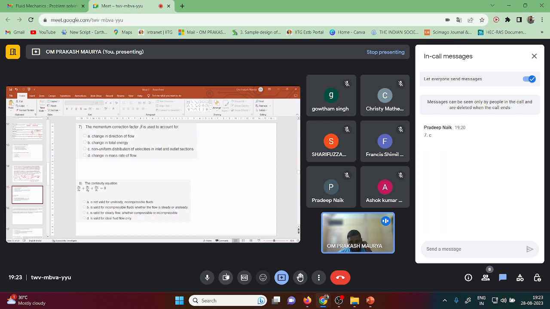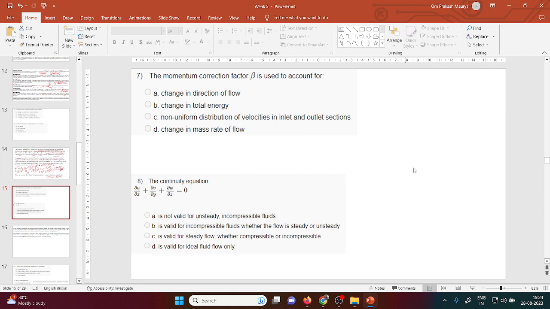Okay, I will not take much time. So for question number 7, option C is correct. The momentum correction factor is used to account for the non-uniform distribution of velocities in the inlet and outlet section. Okay.